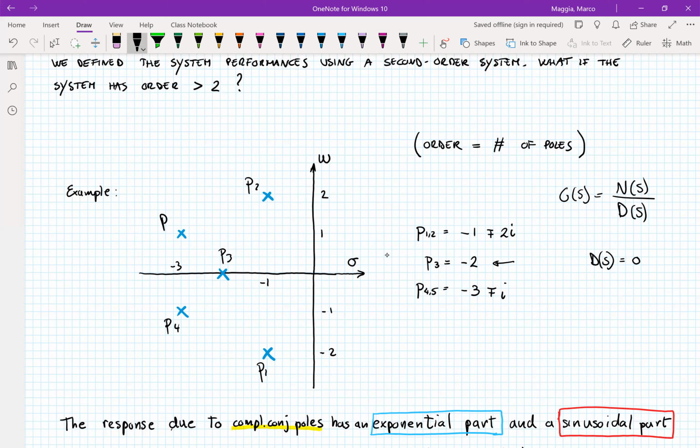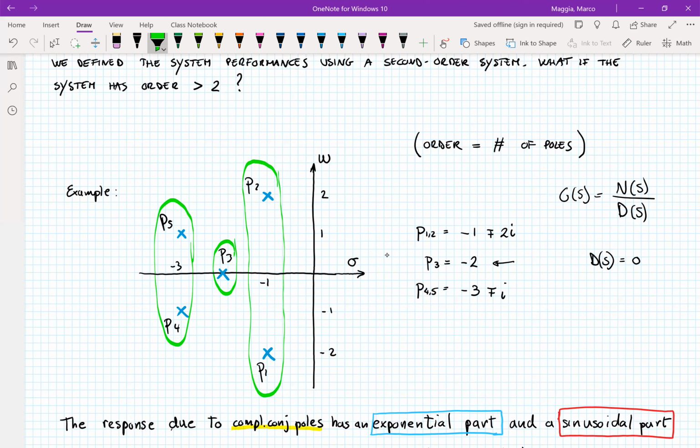All right, so let's name that. Now, if we were to take the response of the system, selectively breaking it down to the contribution of its poles, we can consider the complex conjugate poles response together, so P1 and P2, and then P4 and P5, and then P3 alone.